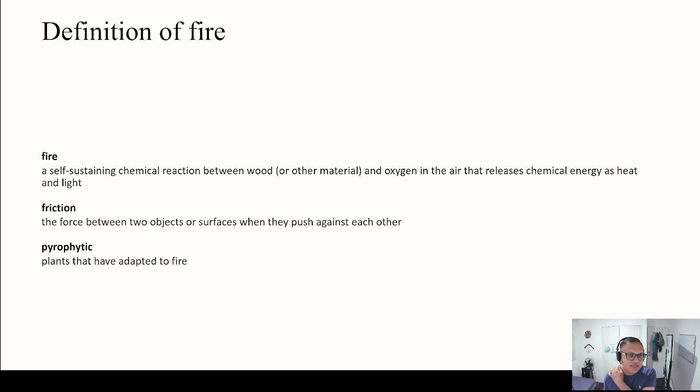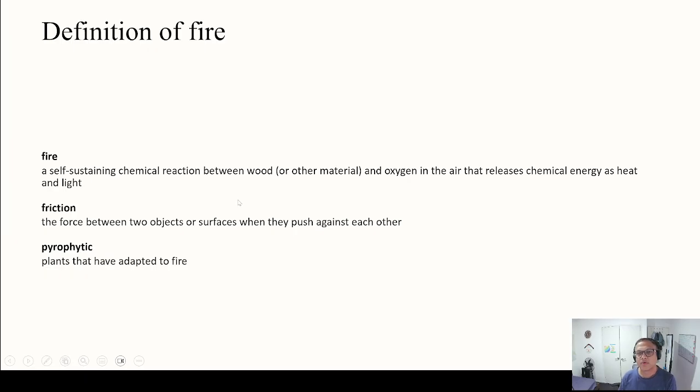So what is fire? It's a chemical reaction between wood or other material and oxygen in the air, that releases chemical energy as heat and light. If you stand near a fire, you'll feel heat and you'll see the light. So that's what is happening: chemical potential energy converting into heat and light.